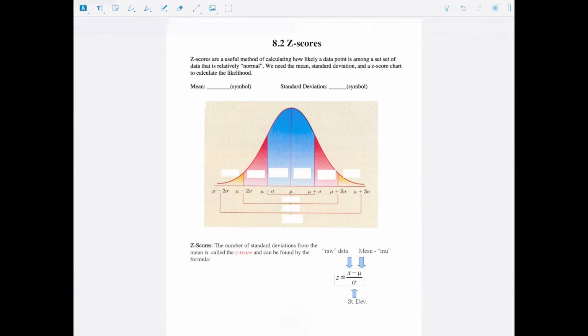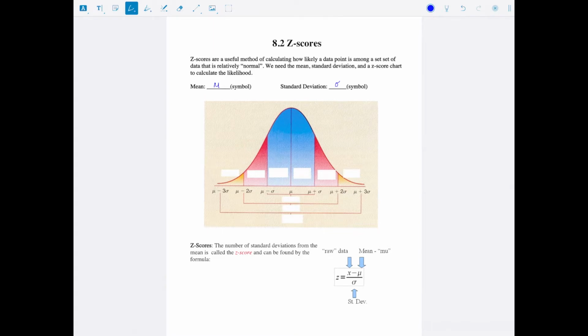8.2 Z-scores. Z-scores are a useful method of calculating how likely a data point is among a set of data that is relatively normal. We need the mean, standard deviation, and a Z-score chart to calculate this likelihood. For mean, we use this symbol, the mu, and the standard deviation is this symbol.